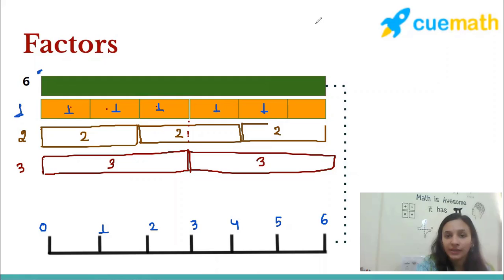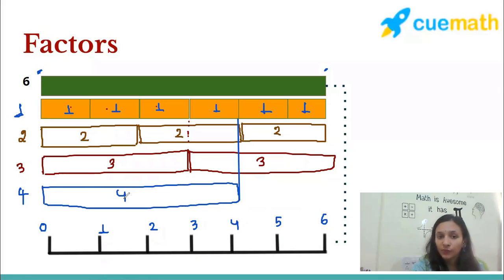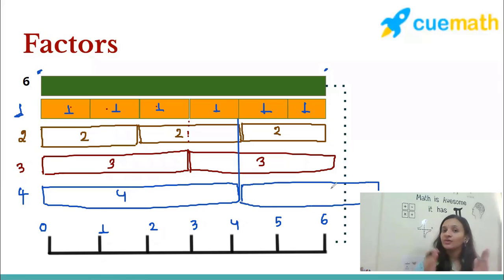Now, if I go with 4, which comes somewhere here, I'll just draw it. 4 comes here. So this block entirely is representing 4. Now another block which has a length of 4 would exceed 6, would go beyond 6, so it's not exactly fitting the length of 6. So that means 4 is not a factor of 6. And then definitely 6 is a factor of itself. So I think this would have made more sense visually to understand what factors are.